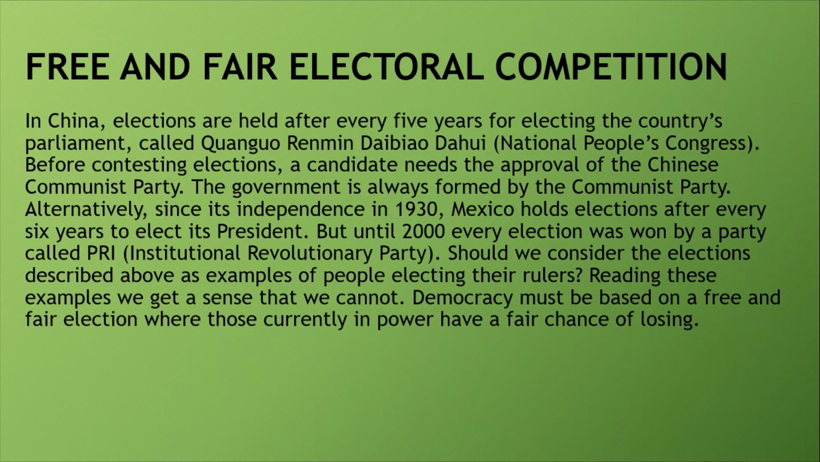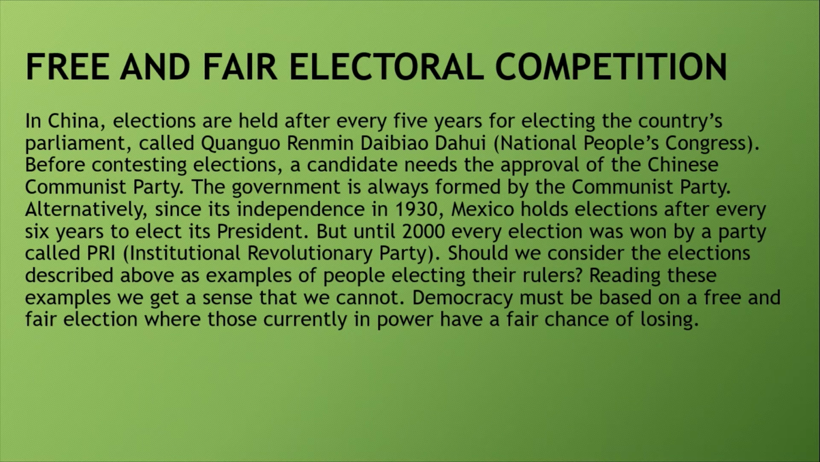But until 2000, every election was won by a party called PRI. PRI is the Mexican name, and in English it is known as the Institutional Revolutionary Party. If we shorten the English name, it's written IRP, but in Mexican it will be PRI. So you have to write PRI only. And if you want to write the English name, you can. But PRI and the English name should be there. Okay, let's continue.